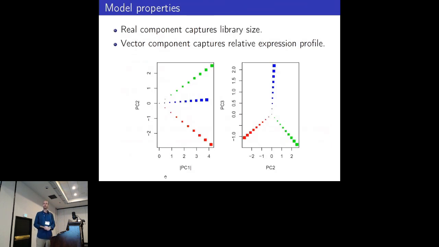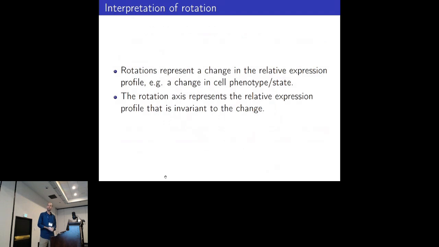And this has a nice property that the real component captures library size, so uncertainty in your relative expression profile. And the vector component captures the relative expression profile, or an approximation of it. This is just some simulated data to illustrate this fact. One nice feature of this is that you can think of rotations of the vector quaternion, because this vector quaternion part is the relative expression profile.